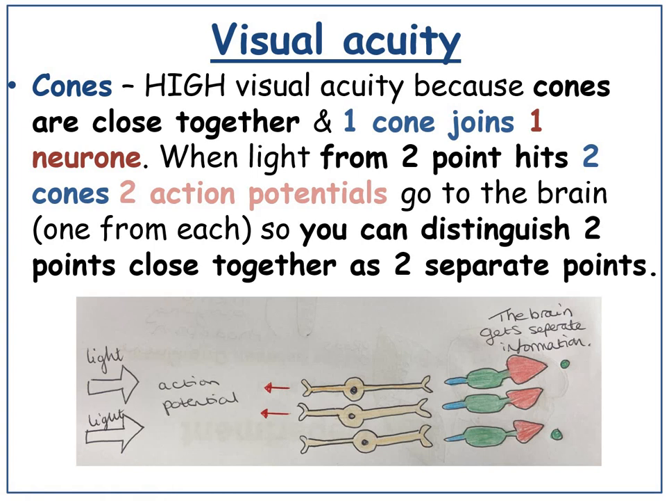Cones, on the other hand, have high visual acuity because cones are close together and one cone joins to one bipolar neuron. So when light from two points hits two cones, two separate action potentials are fired. So that means the brain can distinguish the separate information, and it can distinguish the two points that are close together as two separate points.